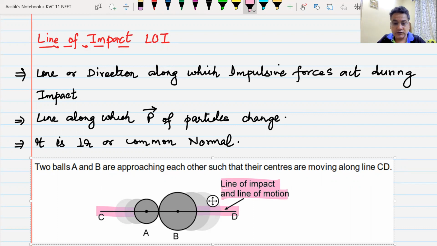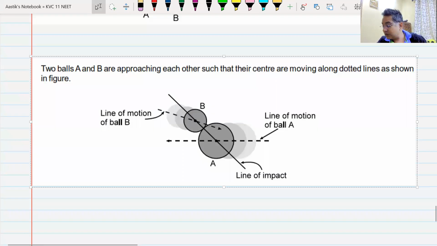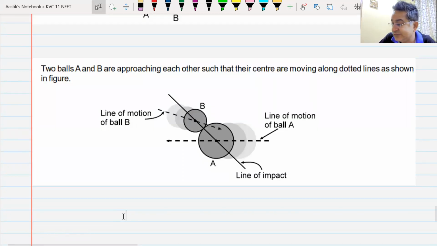I'll give you 2 minutes to note this down, and I'll show you one or two more diagrams of the line of impact. As I told you, I will give you a few examples of the line of impact. I had shown you one example. Now this is another example where the bodies are having an impact. They are moving in different directions, but you can see the line of impact is always along the common normal. Do we see this? The line of impact is always along the common normal.